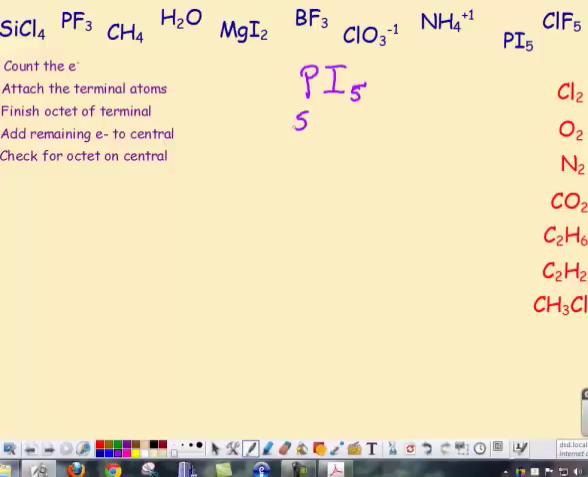PI5, 5 electrons, group 15. 7 times 5 is 35, so I have 40 little guys to put into this electron dot structure, Lewis structure. So phosphorus in the middle for sure. Now here's where we start to get a little bit screwy.